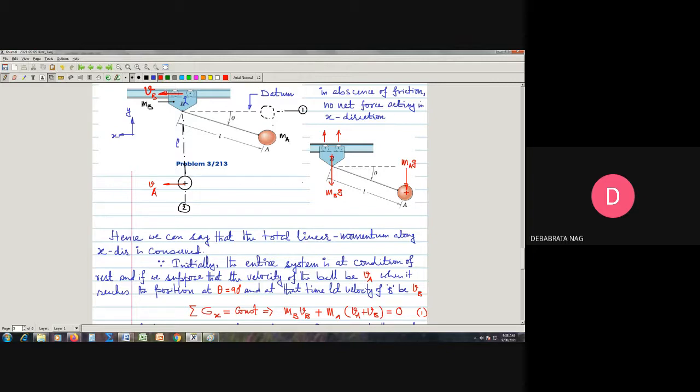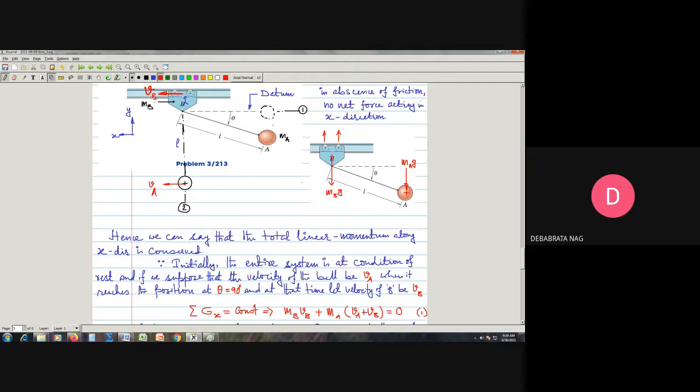So therefore, if we write the summation Fx equal to constant, that means if we assume that the total linear momentum of the system in the x direction is going to be constant, we can say therefore that mb into vb, that means the linear momentum of this block when the entire configuration reaches position 2, that is the momentum of the block, plus this being the absolute velocity of the ball A, we can write that ma into (va plus vb) is going to be 0.